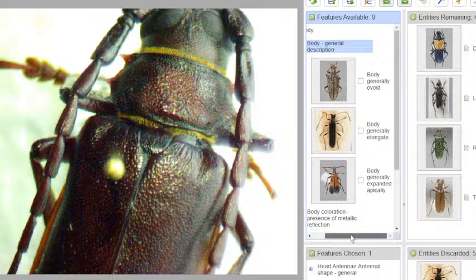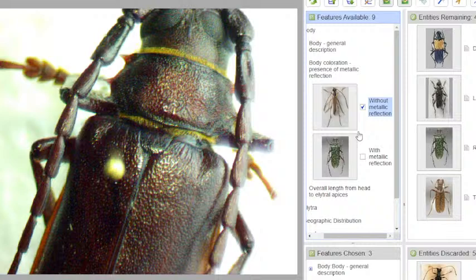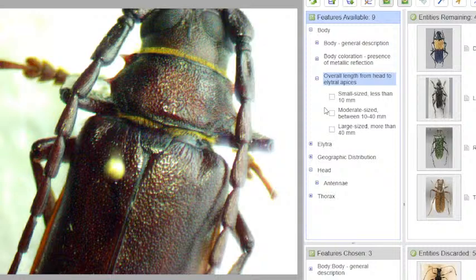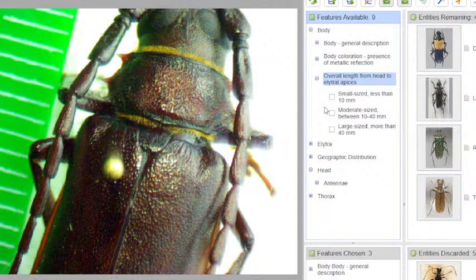I would say that our friend's body is this type of shape. It's not really elongate. He's generally ovoid. Maybe that'll help us a little bit. No metallic reflection. Sorry, friend. You're not metallic. Let's see. We've got a size question. I've got a ruler right here that I can throw up against our guy. He looks like he's about 30, so he's moderate sized.